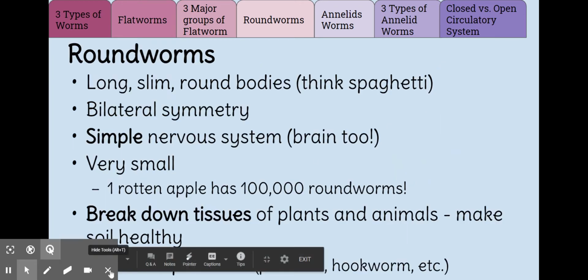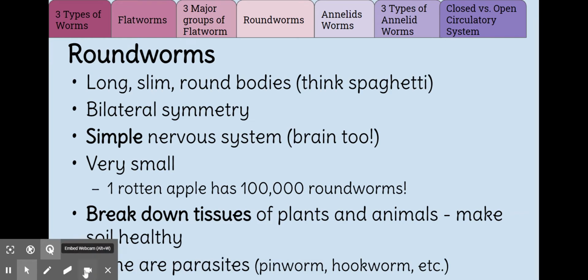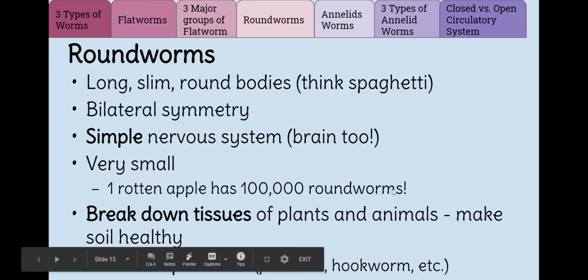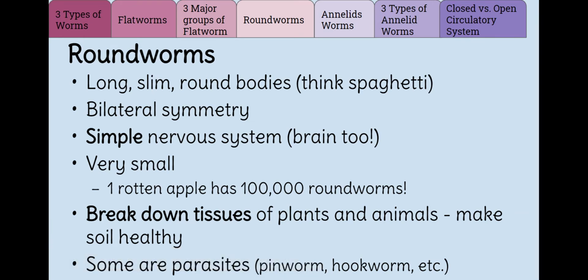Then we talk about roundworms. Roundworms have long, slim, round bodies. Think spaghetti shaped. They have bilateral symmetry also, so they can fold upon themselves. Simple nervous system. That means they have a brain too. They're very small. If you think about one rotten apple, maybe you buy it at the store, which you shouldn't, that could have almost 100,000 roundworms.